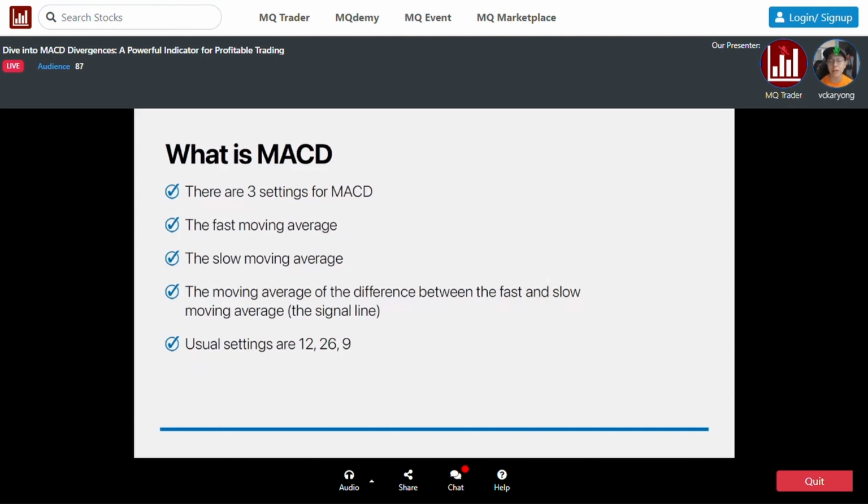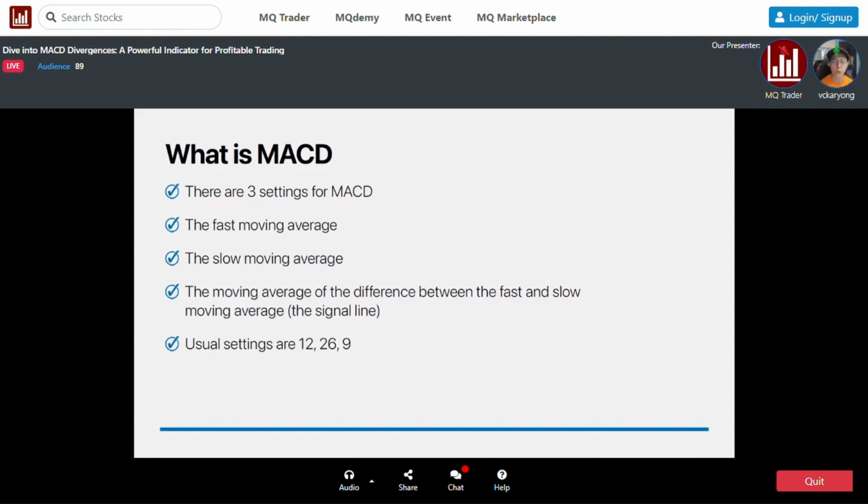You have the fast moving average, you have the slow moving average, and then you have what we call the signal line, which is a formula to calculate the difference between the fast and slow, and then they'll just plot it out in the indicator for you. The usual setting for MACD, we have the 12, which is the fast moving average. Then we have the 26 period, which is the slow moving average. And then for the difference between these two, usually the setting is 9, where we take the back 9 data to calculate the difference, and then we plot a line.